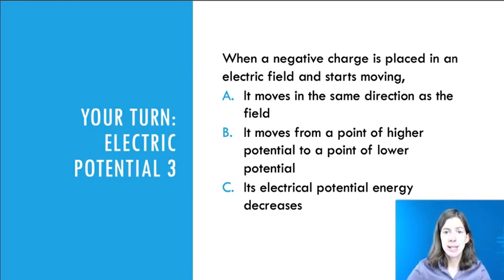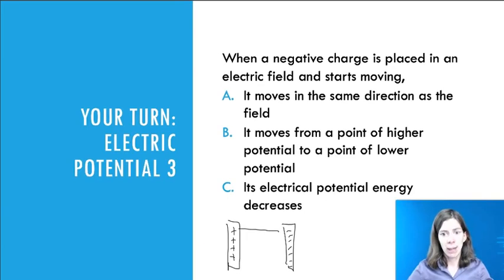Okay, so now let's go ahead and do what I just suggested. We're going to draw those plates again. I told you that I really like them. And so I draw my positive and negative. I'm going to draw my electric field. And now I'm also going to just label these as 9 volts and 0 volts, just convenience. This one's at a higher potential. So now let's see what happens when a negative charge is placed in an electric field and starts moving.